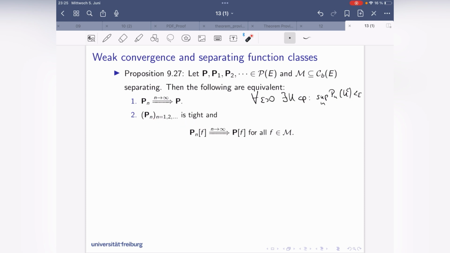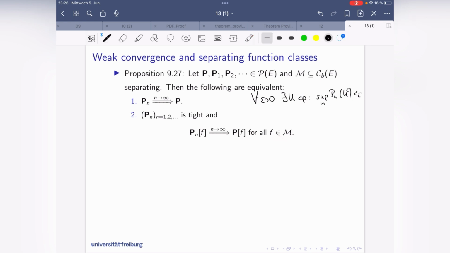And well, these two apparently are not the same because, okay, weak convergence implies tightness because every sequence has a convergent subsequence. But from tightness, we never have convergence. We need something in order to show convergence. And this is, well, Pn f converges to P f for all f in the separating class of functions. So not all continuous bounded functions, but only on this separating class of functions.